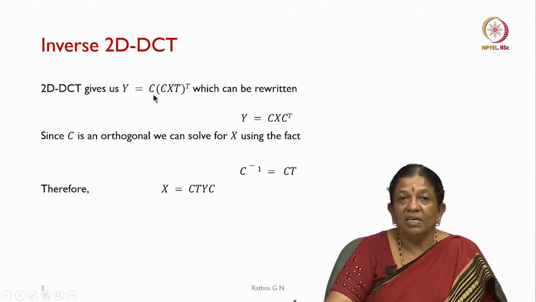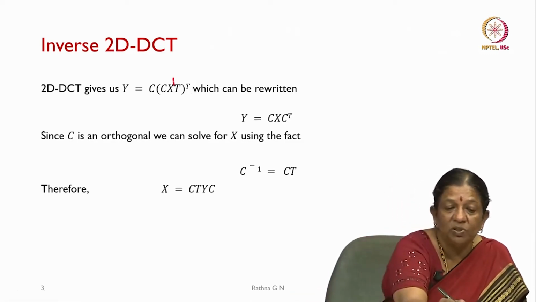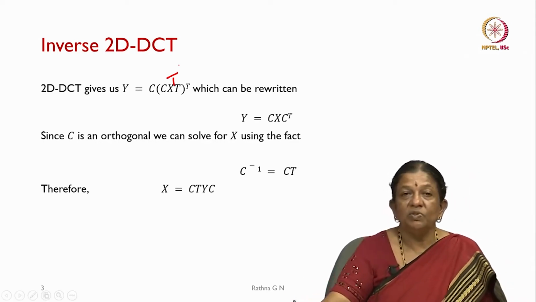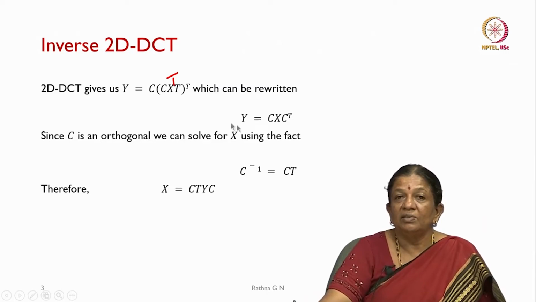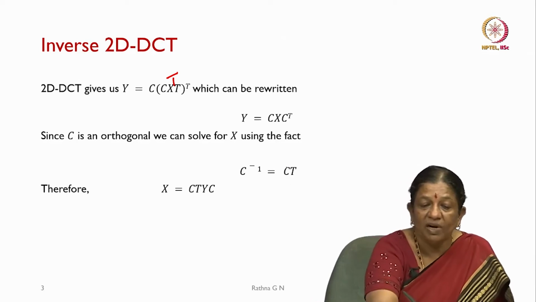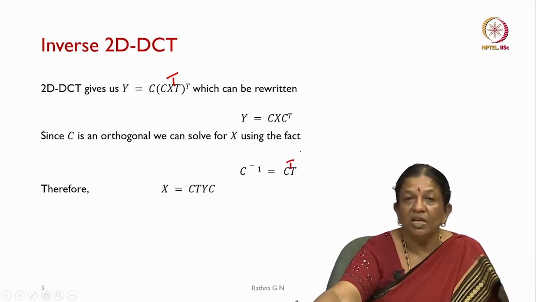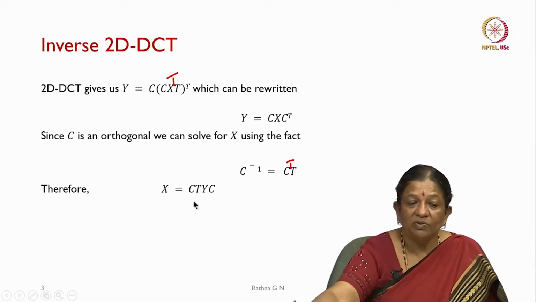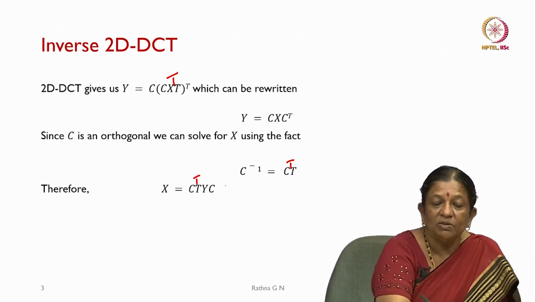We know that Y is given as C into X into C transpose. Y is equal to C X C transpose. Since C is orthogonal, as we saw in the last class, we can solve for X using the fact that the inverse of C, C inverse, is equal to C transpose, because of the orthogonal property. Therefore it will be equivalent to X equals C transpose Y C.